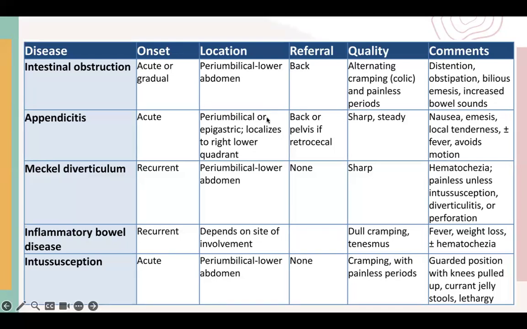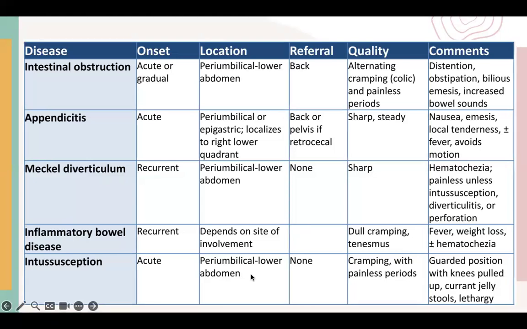Appendicitis: acute onset, initially periumbilical, followed by the right iliac fossa, or back or pelvis if a retrocecal appendix is there, sharp steady pain. Meckel's diverticulum: recurrent periumbilical pain, associated with hematochezia, painless intussusception, diverticulitis or perforation. IBD is recurrent pain, depending on the site involved. If only ileocecal involvement is there, it can be right lower quadrant pain. Left-sided colitis can cause left-sided pain. Small bowel involvement can cause generalized abdominal pain as well.